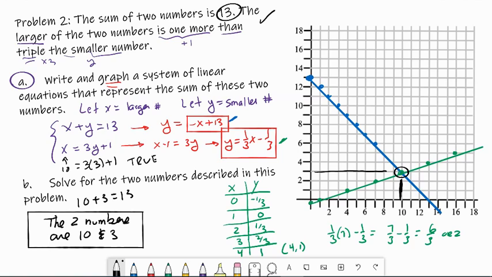Okay, so we read the word problem, we wrote our system of equations, we graphed them, we found our intersection point, which is the solution to our system, and then we took that ordered pair 10, 3, and we plugged it into the system to make sure both equations were true. They both must be true for it to be a solution to the system, and we expressed our final answer in written form.